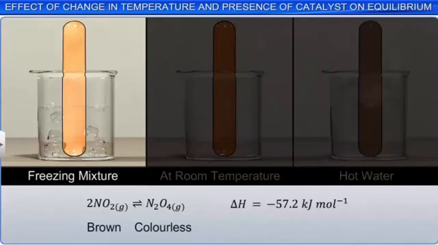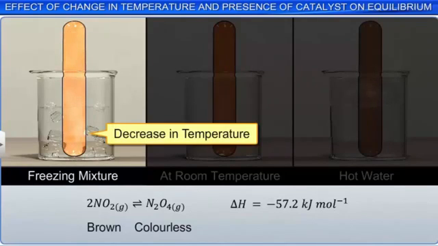Lowering the temperature for an exothermic reaction favors the forward reaction. Hence, when the tube is placed in a freezing mixture, the forward reaction of NO2 dimerizing into N2O4 is favored. That is the reason why you see the tube turning pale.